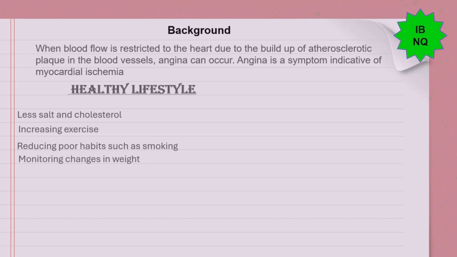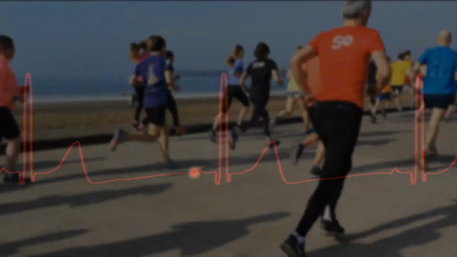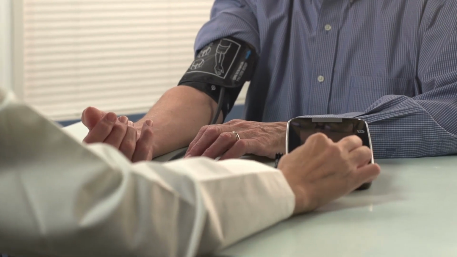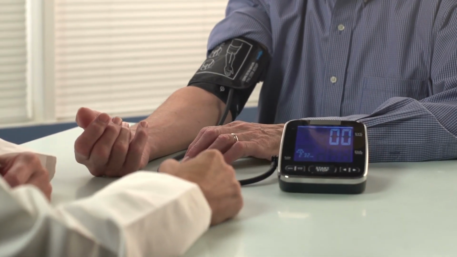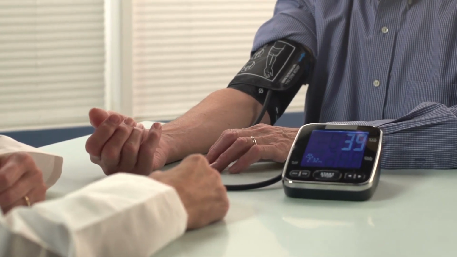Testing that provides information on cardiac function and exercise tolerance includes exercise and stress testing. During these tests, vital signs and an electrocardiogram are monitored. Exercise and stress testing is useful in the diagnosis of coronary artery disease. Takeaway: exercise and stress testing provides information on cardiac function. During these tests, vital signs and an electrocardiogram are monitored. Exercise and stress testing is useful for diagnosing coronary artery disease.